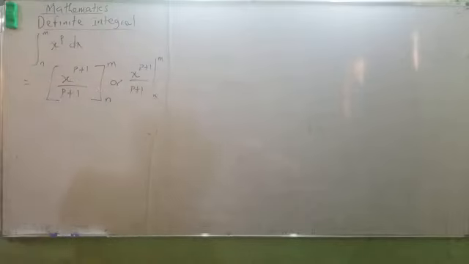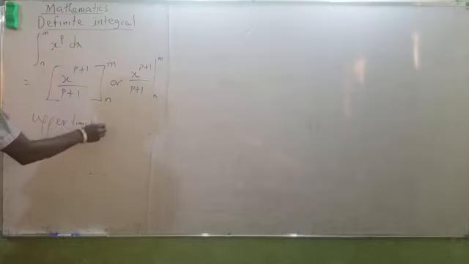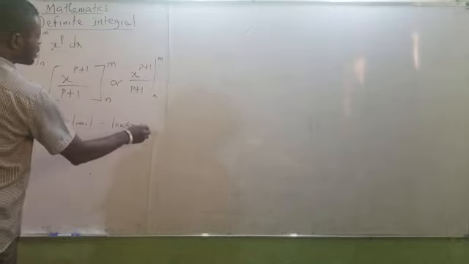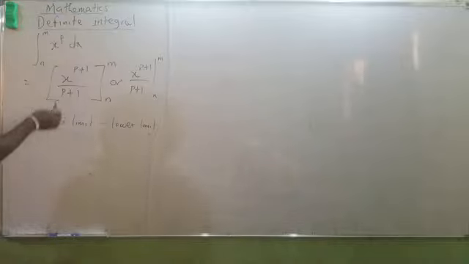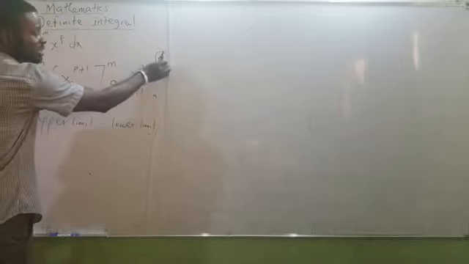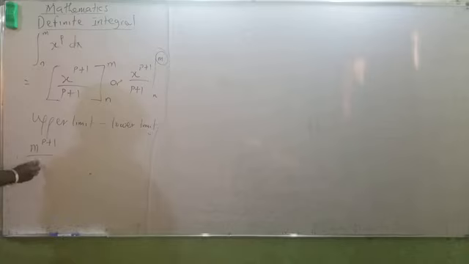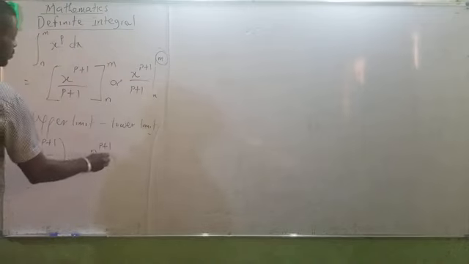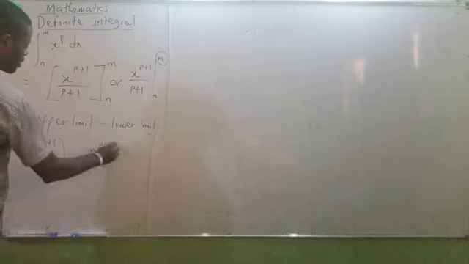Now, I can continue by saying upper limit minus lower limit. That is all we need to know. Upper limit minus lower limit. What is my upper limit? Anywhere the x is, you put the upper limit, which is my n, so I have n to the p plus 1 divided by p plus 1, minus the lower limit, m to the p plus 1 divided by p plus 1.